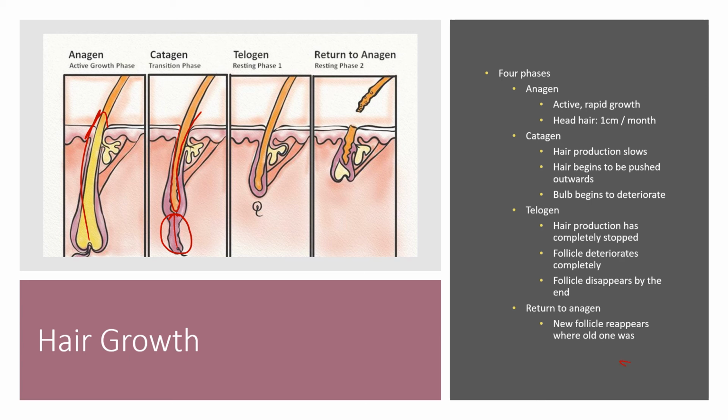The telogen phase, hair production has completely stopped. The follicle is completely deteriorated, and the hair is basically on its last legs on its way out. When you return to anagen, you're going to create a new follicle where the old one was. You keep making new hairs in the same places old ones were over and over and over your whole life, with a big fat asterisk here. When your hair falls out, it's not so much that something is pulling your hair out as you're preventing this phase from kicking in as quickly as it ordinarily would.